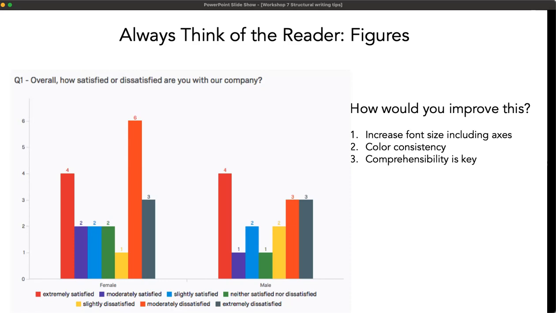I would also say these particular results probably don't need to be shown in a bar graph like this. You could just use a mean and standard deviation. It's just not that informative, this one.